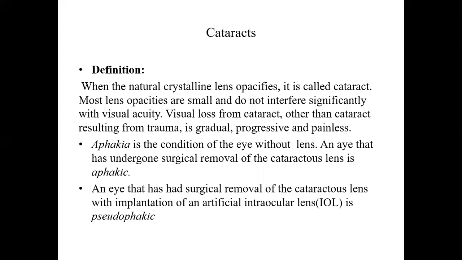When you talk of aphakia, this is the condition of the eye without the lens. An eye that has undergone surgical removal of cataractous lens is aphakic. That means cataract surgery has been done, or maybe there was trauma and dislocation of the lens, and the natural lens has not been replaced by an artificial lens. So we say it is an aphakic eye. An eye with the normal natural crystalline lens, we call it a phakic eye.